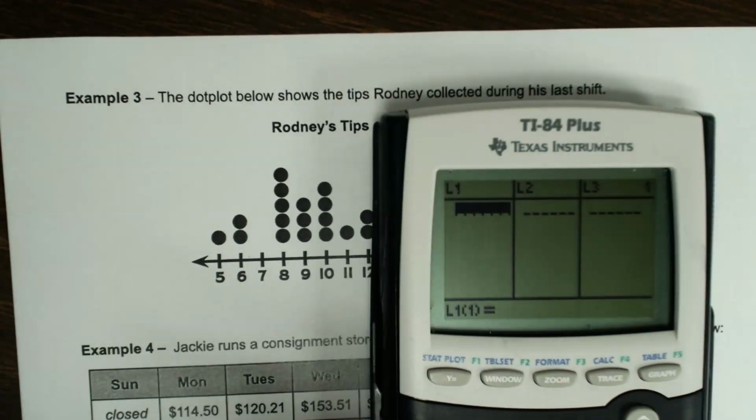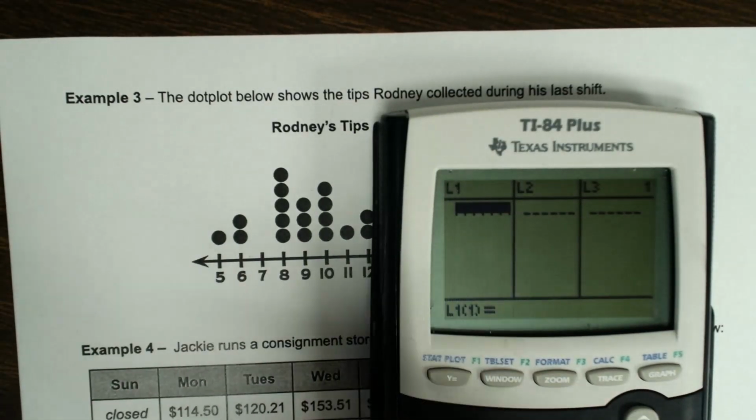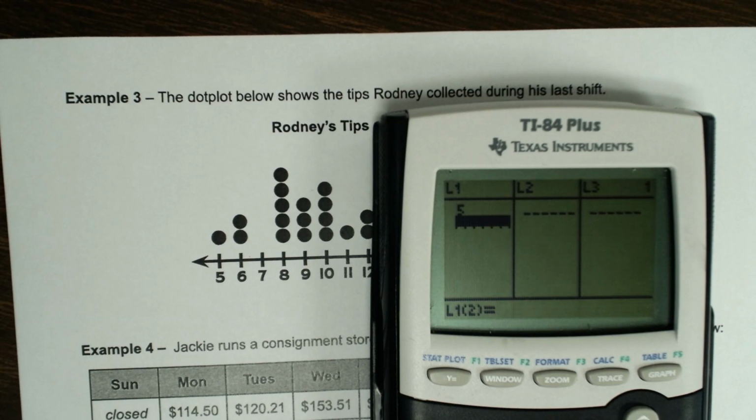And now we got to type in the data from this dot plot, which is 5, 6, 6, 8, 8, 8, 8, 8, 9, 9, 9, and so on.